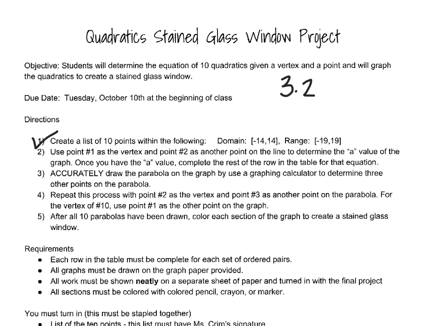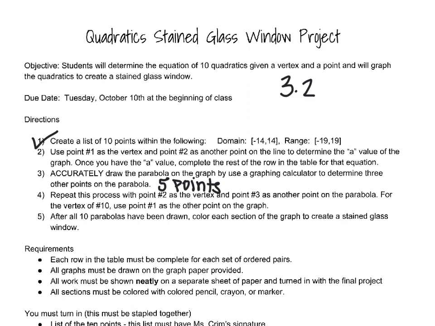So when you graph your parabolas, you will have a total of 5 points. You will have the vertex, which you know. You will have the other point on the graph that you have come up with based on what you have in your table. And then you're going to use your calculator to find a couple other points.